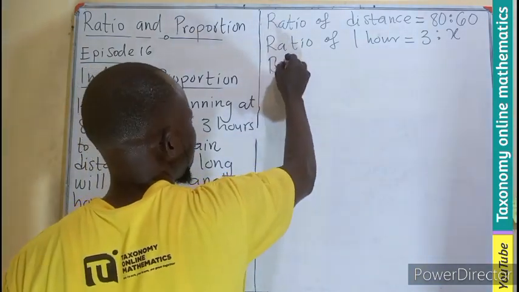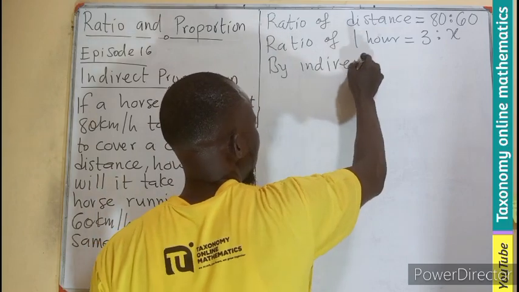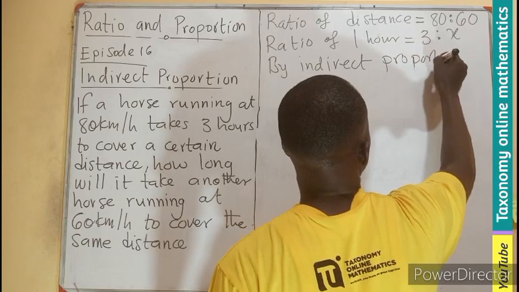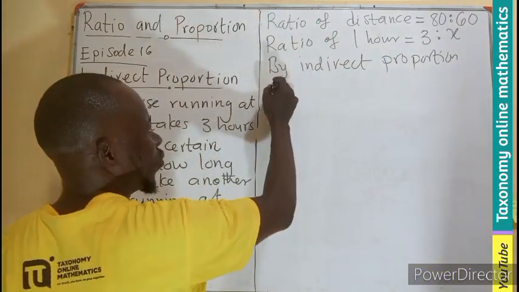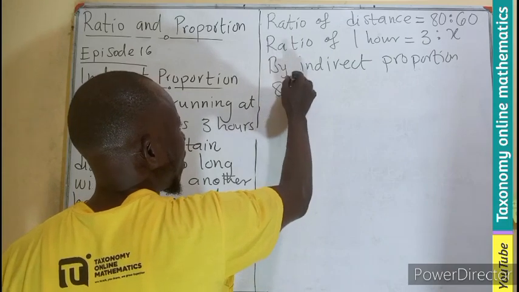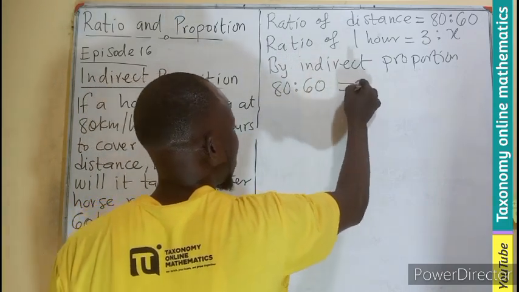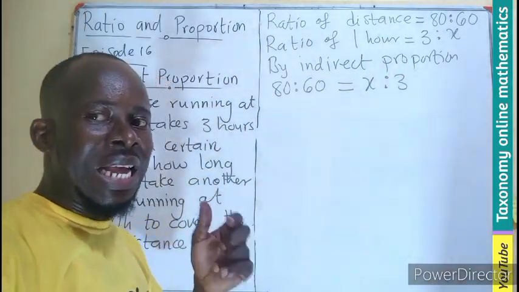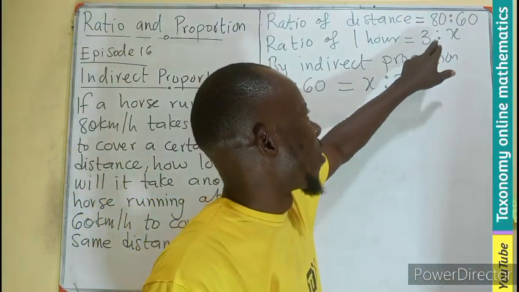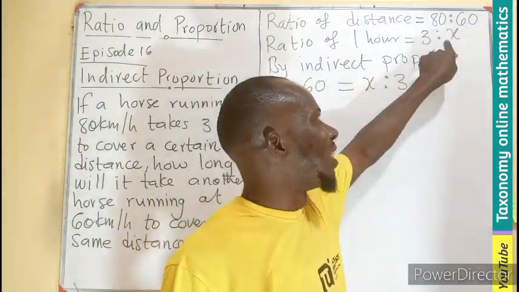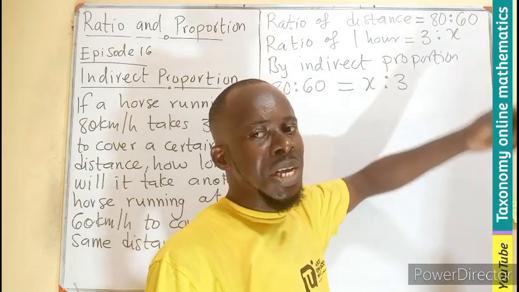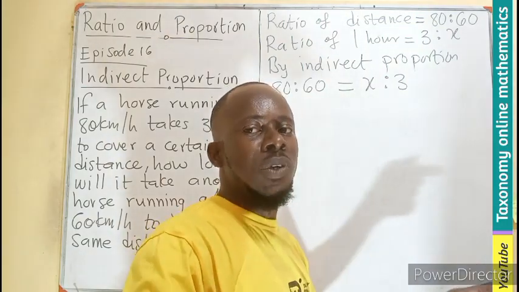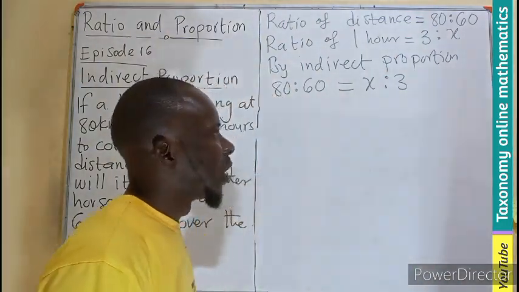So by indirect proportion, we can write the two ratios as a proportion: 80 is to 60 equals x is to 3. That's the criteria for indirect proportion. If you are going to write the proportion of the two ratios, you interchange their position because it's indirect. If it is direct, we maintain it the way it is. But under indirect, we swap their position in order to find the correct answer.